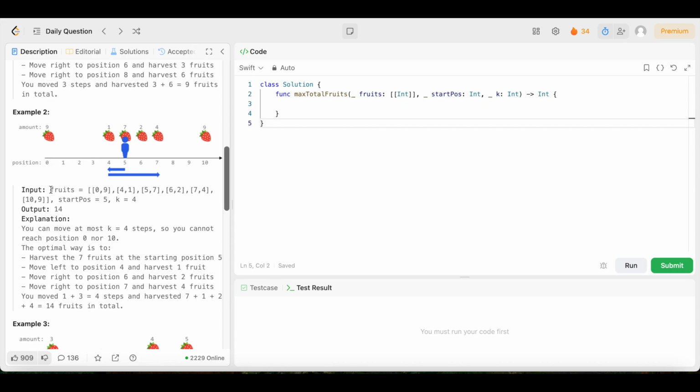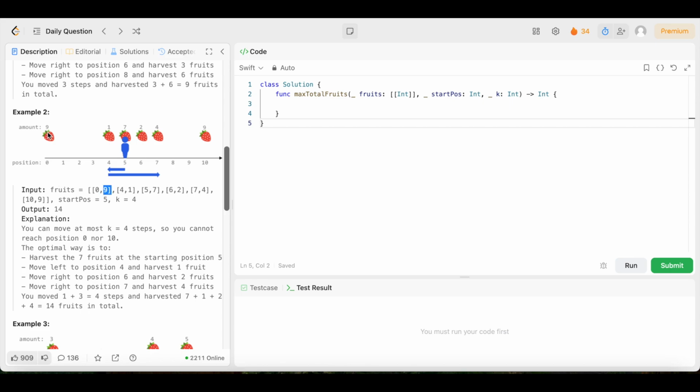In example 2, our input fruits is a 2D array of integers: first 0 and 9, then 4 and 1, then 5 and 7, then 6 and 2, then 7 and 4, then 10 and 9. Once again, let's go over what these 2D arrays mean. This 2D array means at position 0, there will be 9 fruits, right?